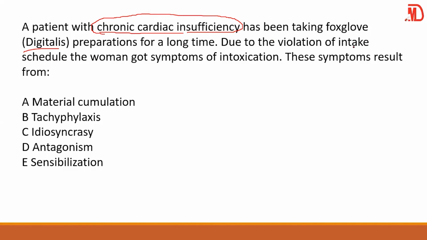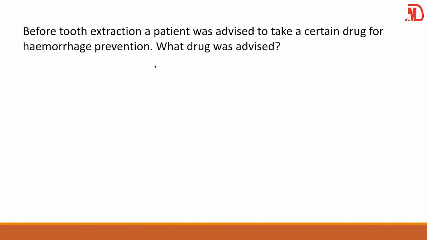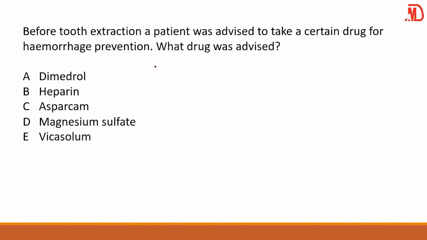Preparation for a long time. Due to violation of the intake schedule, the woman got symptoms of intoxication. So what is the mechanism of action? Of course, material accumulation. We've spoken about this already. You see how the questions are being repeated, but in a different way. So you have to understand every single question, know the mechanism or how they perform their actions. You must know them.